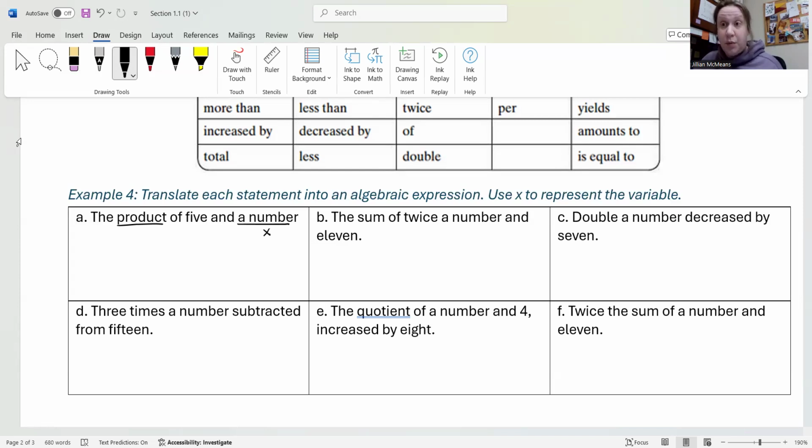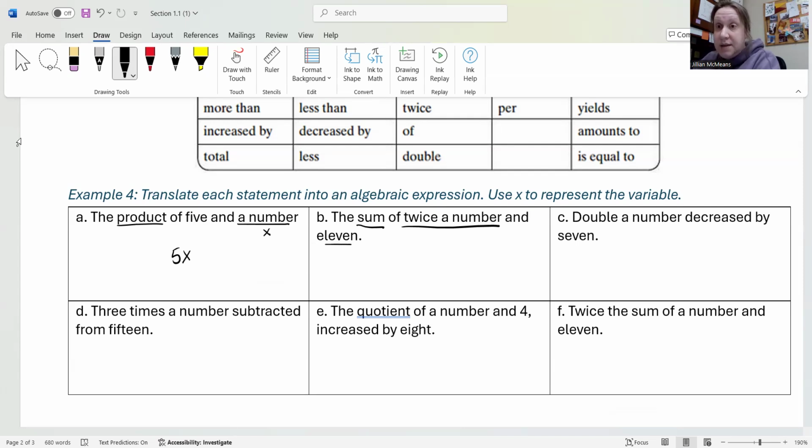So basically, we want the product of 5 and some number x. So we would just write that as 5 times x. Now, when you're multiplying a number and a variable, you don't have to put a multiplication symbol in between them. Writing 5 beside x in algebra, the multiplication is automatically assumed. Okay? So part B, we have the sum. So sum would indicate addition. Okay? And for that sum, we want twice a number and 11.